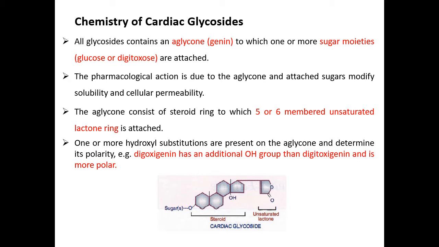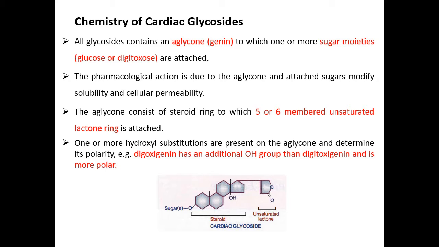Now, coming to the chemistry of cardiac glycosides. All glycosidic drugs contain an aglycone moiety, to which one or more sugar moieties, that is basically either glucose or digitoxose, are attached through an oxygen atom. The pharmacological action of the cardiac glycoside is due to the aglycone or genin moiety, and the attached sugar basically modifies the solubility and cellular permeability.